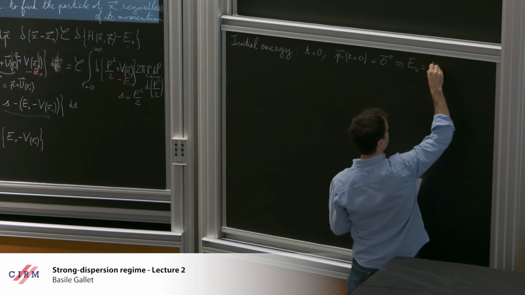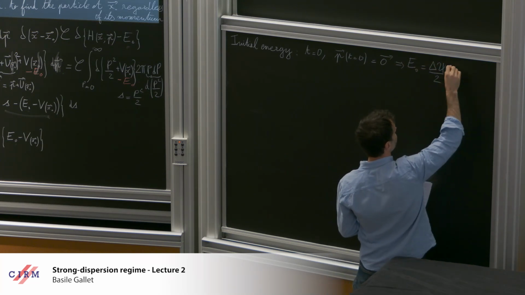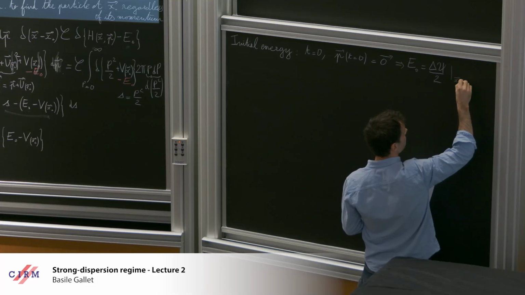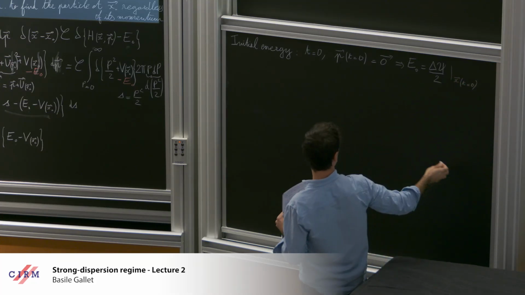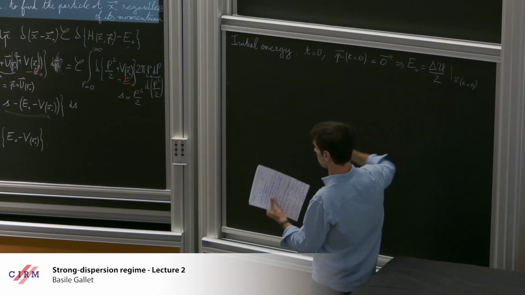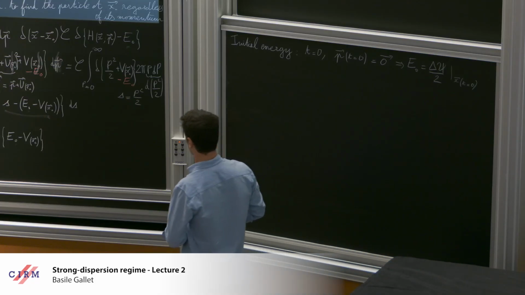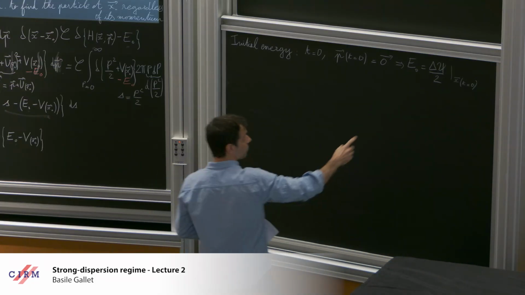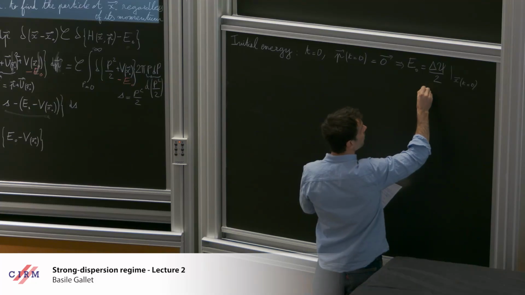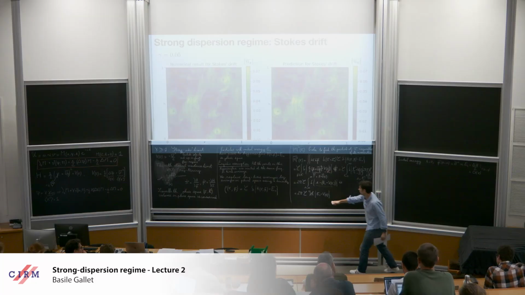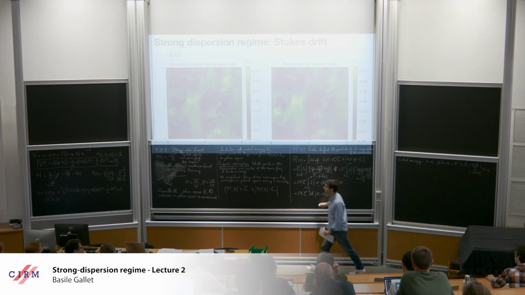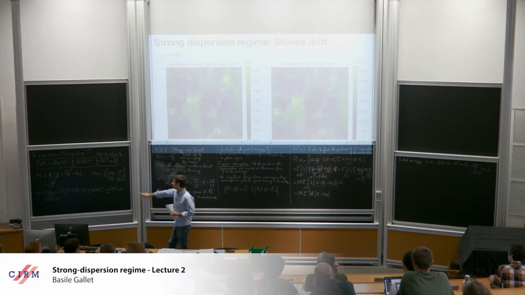E0 is the Laplacian of psi over 2, evaluated at x of t equals 0. So for a given particle, its initial energy is half the vorticity at the initial location of the particle. This quantity is of order gamma, whereas the potential V of x0 is of order gamma squared. It's dominated by this.